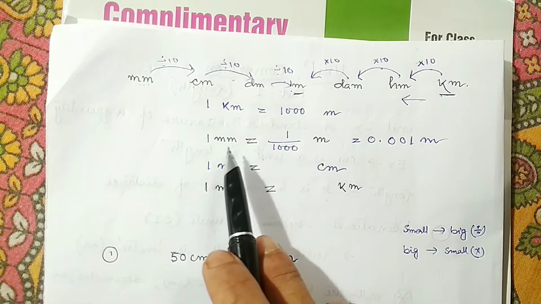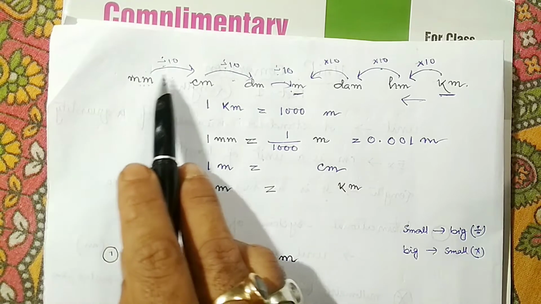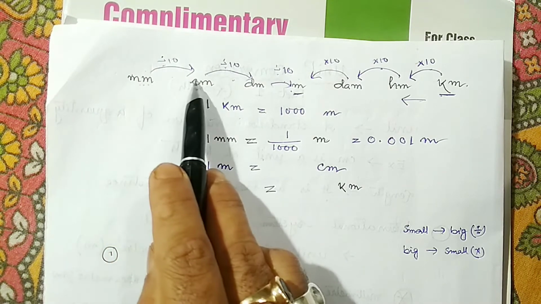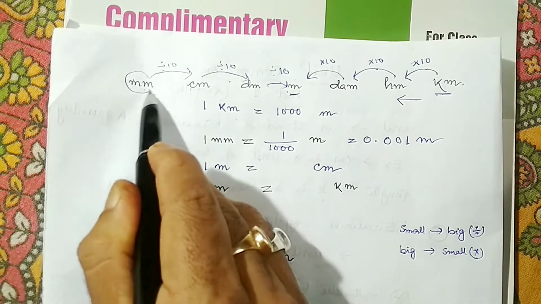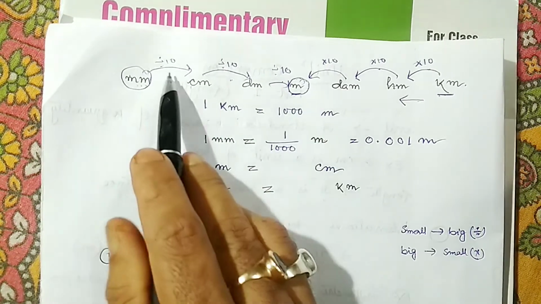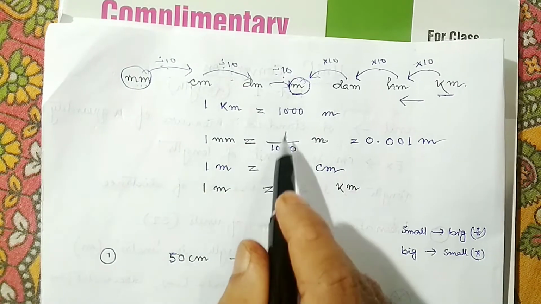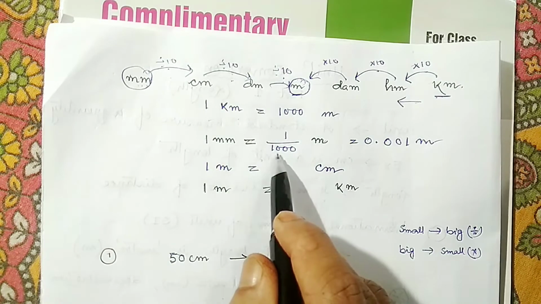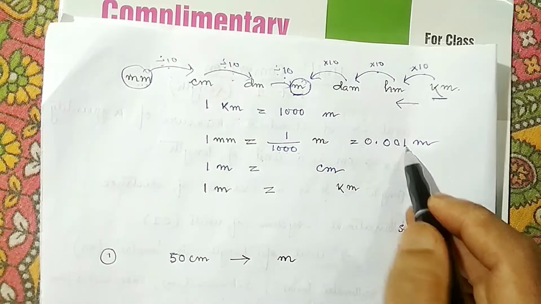Clear? How to convert from millimeter to meter? Since millimeter is a smaller unit and meter is a bigger unit, we have to divide. For each place, you have to divide by 10. Divide by 10, divide by 10, divide by 10. This is the initial point, this is the final point. So 10, 10, 10. That means we have to divide by 1000. And 1 divided by 1000, since there are 3 zeros, there must be 3 places after the decimal.